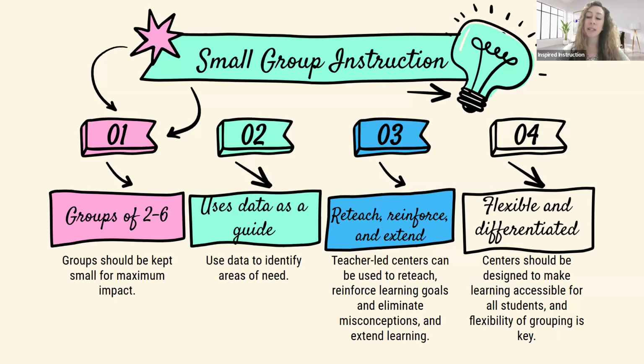You also want small groups to be flexible and differentiated. So centers should be designed in a way that makes learning accessible for all students. It meets all students where they are and allows them to learn at their own rate. But flexibility of the grouping is really important. You're going to be changing the topics that you're working on each time you do small group instruction, so groups should, from time to time, change as well. Some students may be stronger with some skills than others. And we want to keep those groups fluid and moving so that students have interactions with other peers and work with students of all different levels and learning styles.